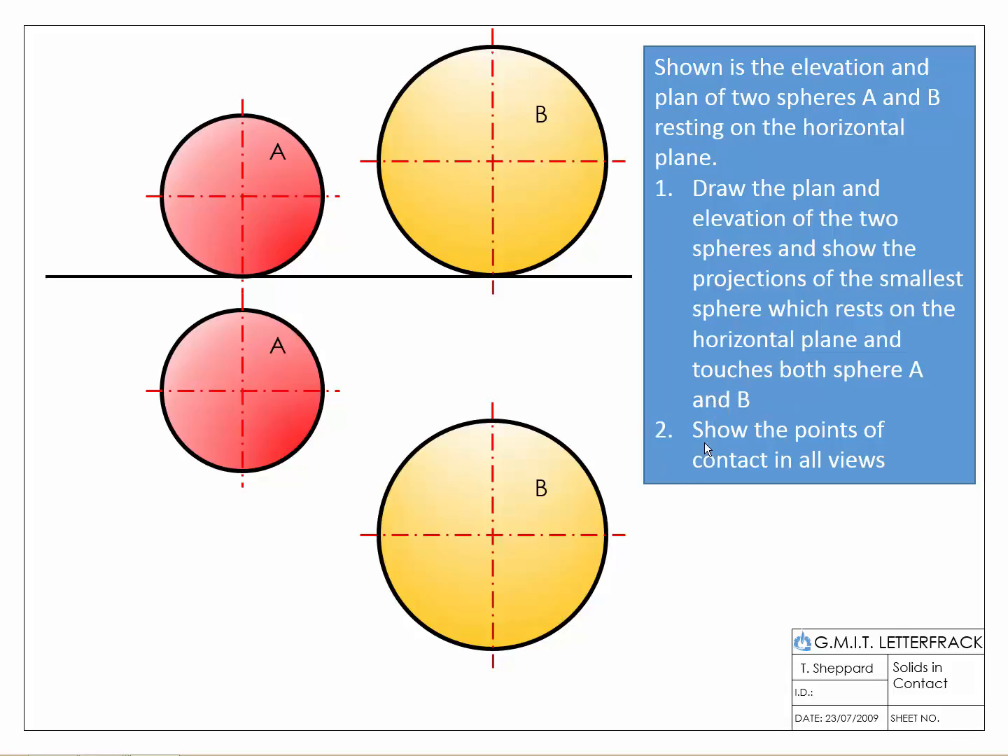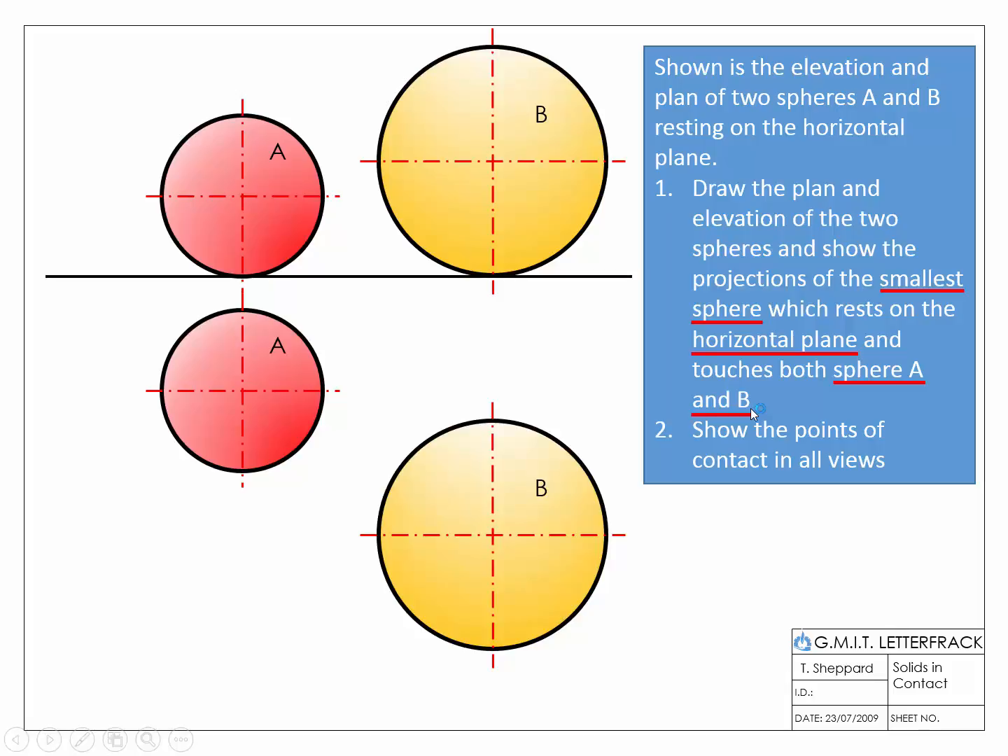And we're asked to also show the points of contact in all views. So just highlighting the conditions that we need to be able to solve in order for our question to be correct. You can see the first of them is the smallest possible sphere. So that's our first condition, and then it also has to rest on the horizontal plane. So that's our XY line in elevation, our ground line to you and me, and it also has to touch both sphere A and sphere B. So it has to be in contact with both of those.